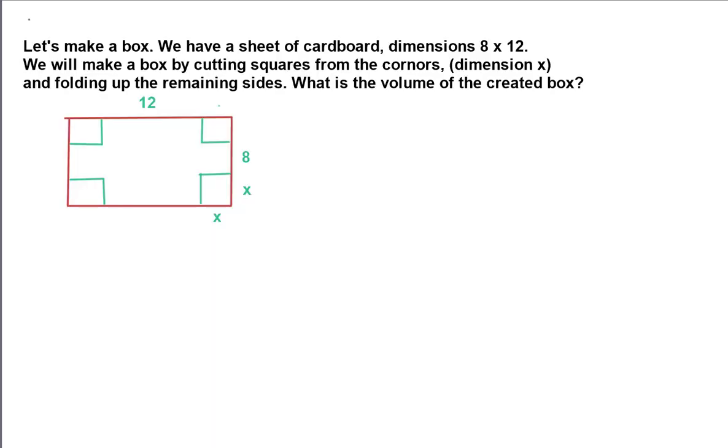Let's add a second thought to this video before we end it. Let's make a box. We have a sheet of cardboard that's 8 inches by 12 inches, and we'll make a box by cutting pieces out of the corners of the cardboard, like these green lines indicate where we'd cut, and we'll cut squares out. So it'll be x on this side and x on this side, and there would be an x here and an x here that we would cut out, and ditto here, here, here, and here.